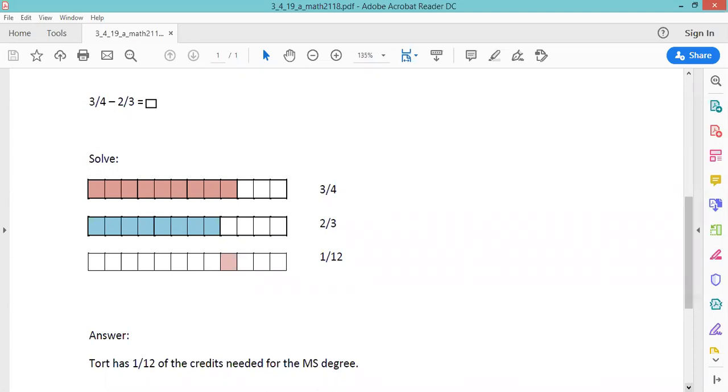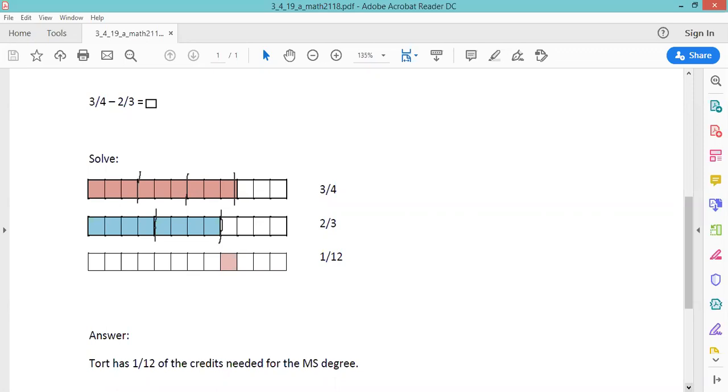So I began with visualizing what it means to be fourths and what it means to be thirds, and I shaded accordingly. So that in my first image, I have 3/4 of the whole shaded. And in my second image, I have 2/3 of the whole shaded.